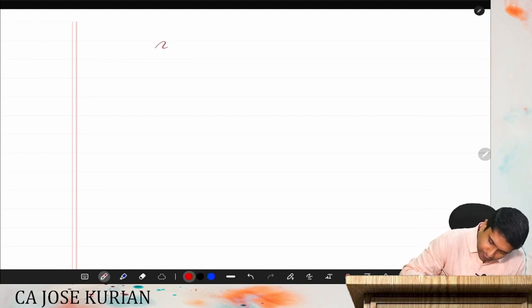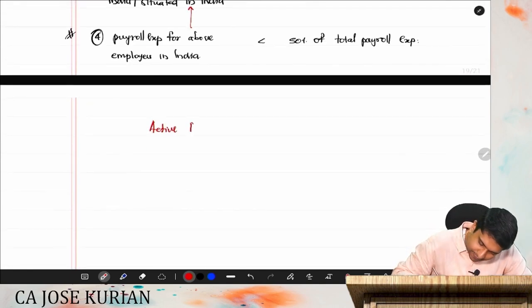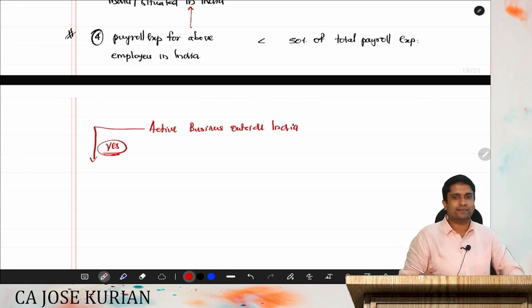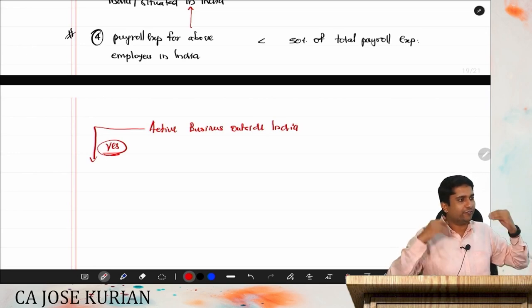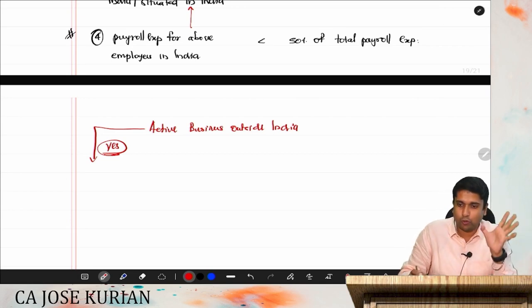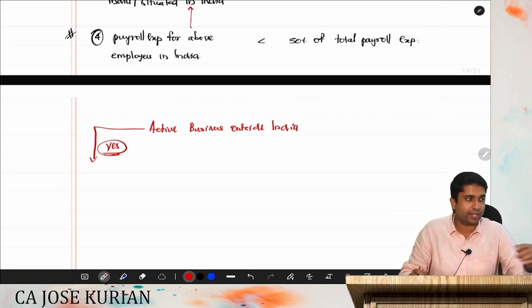So, active business outside India, if the answer is yes. What do you mean by answer is yes? If all the four conditions get satisfied, then your active business is outside India. Then how do we determine POEM? That's what we are about to write.